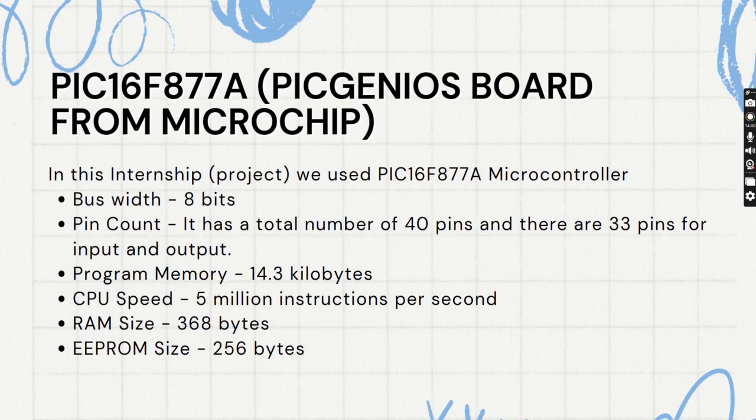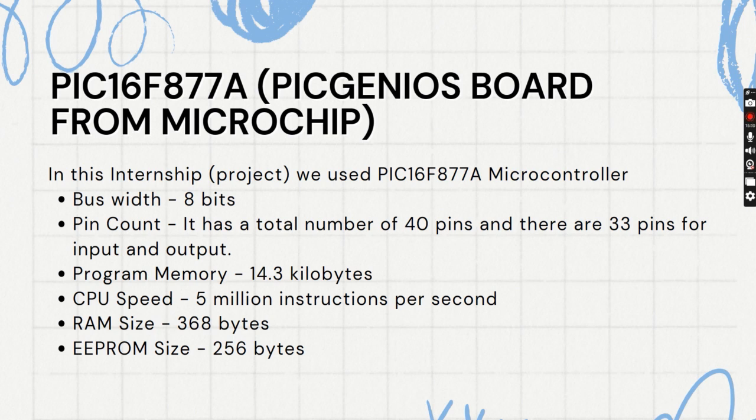So here we come to our microcontroller. We are using the PIC16F877A, a PIC microcontroller from Microchip. The bus width of this microcontroller is 8 bits, and we have a total of 40 pins, and there are 33 pins for input and output, known as IO pins.